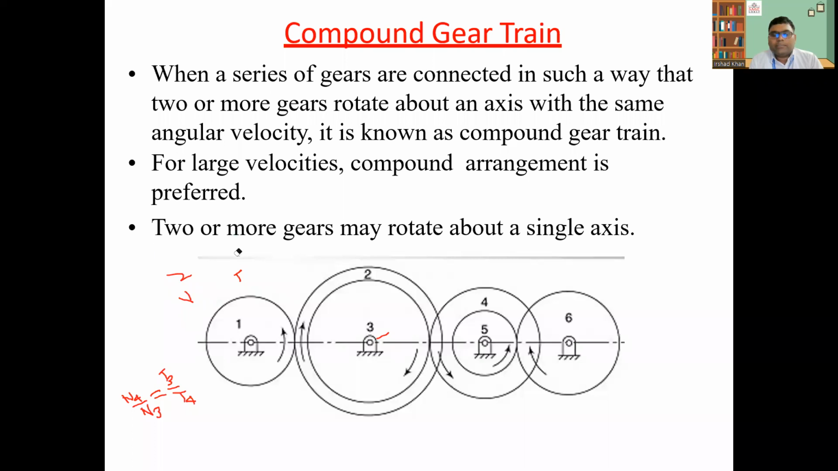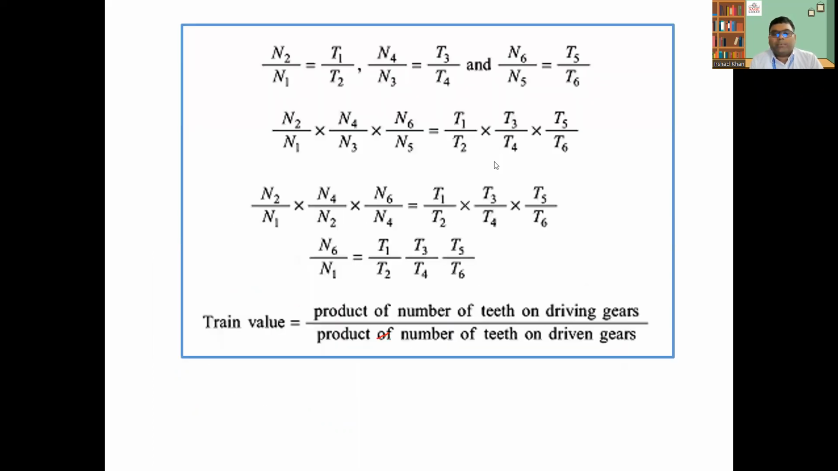So let us discuss in detail in the next slide. Okay, the same things what I have written in the last slide. So you can see the N2 is N and the T. So gear 1 is connected to gear 2. So we can write N2 upon N1 is equal to T1 upon T2, and 4 is connected to the 3. So N4 upon N3 is T3 upon T4, and similarly N6 upon N5 is T5 upon T6. Same, just multiply all the things.